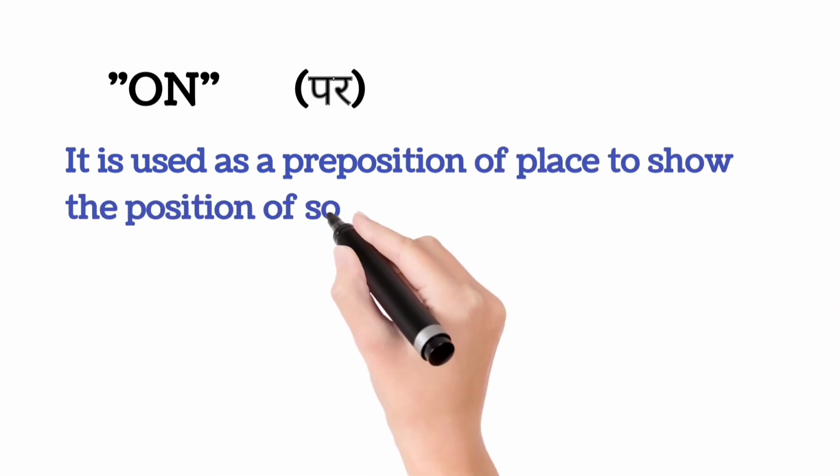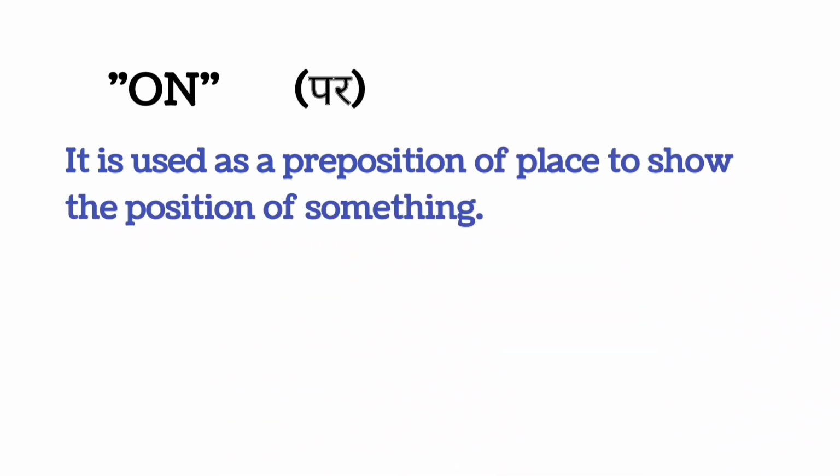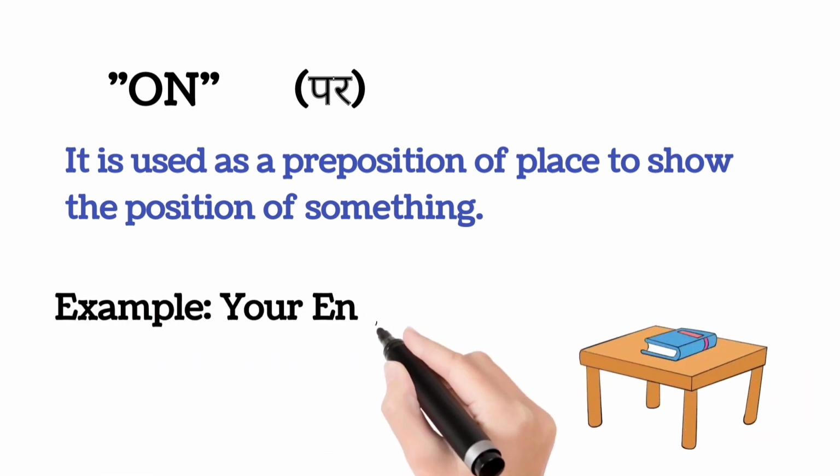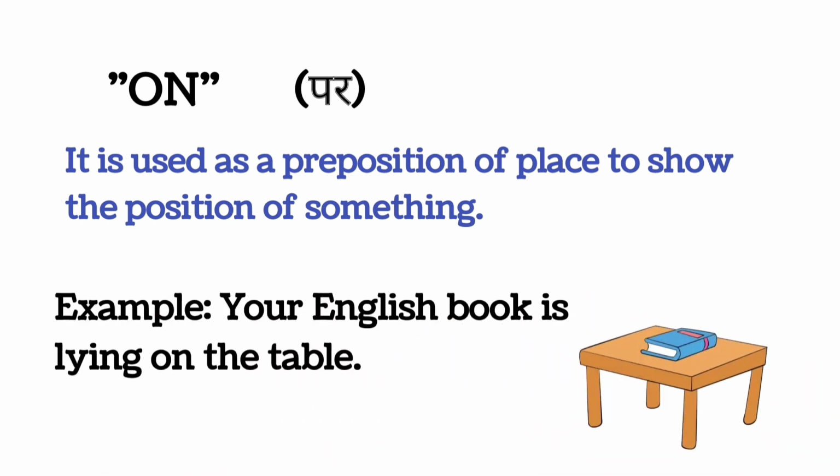On. It is used as a preposition of place to show the position of something. Your English book is lying on the table.